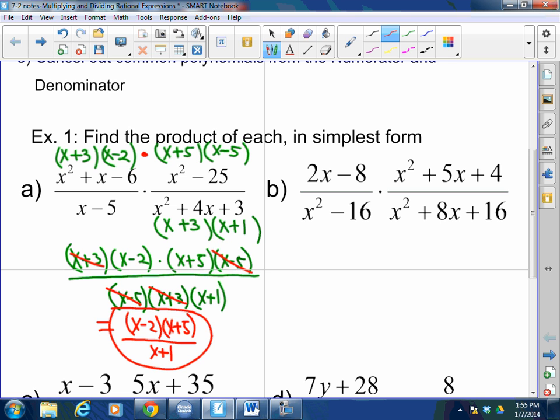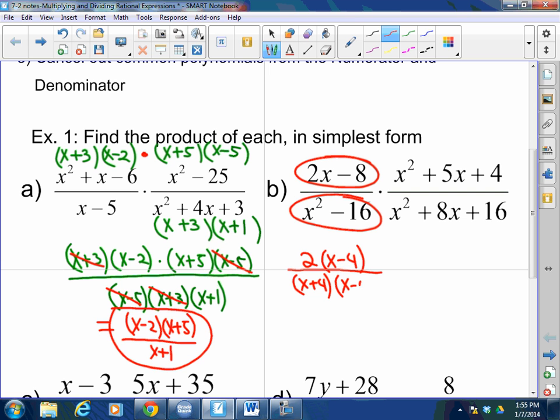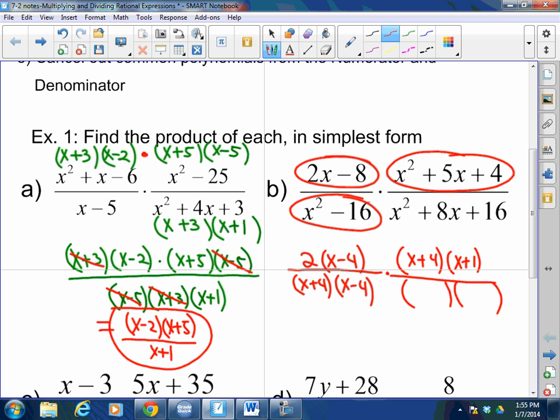B. How can I factor my first numerator? That's exactly right. So I got 2 times x minus 4. Excellent. How about down here? It's a difference of squares. X plus 4, x minus 4. Excellent. Times, what about this one? X plus 4, x plus 1. Somebody's done their homework. Good job. And last but not least, x plus 4, because it's a perfect square. So you could write it as x plus 4 squared, but this makes it easier because you really see everything that you have.